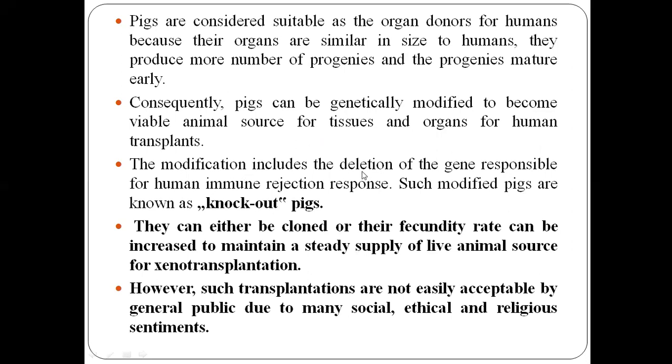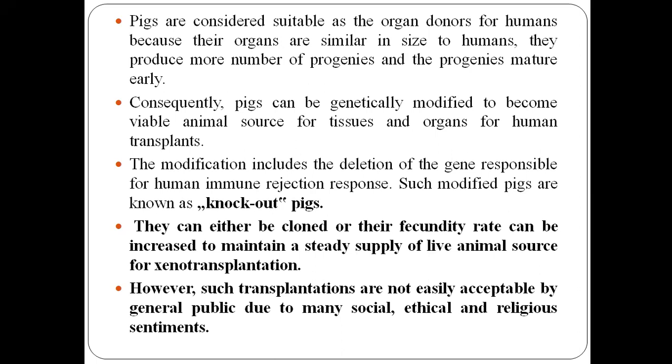The modification includes the deletion of the genes responsible for the human immune rejection response. If you are transplanting a pig organ into a human being, the body will consider it a foreign organ, so the immune system will produce antibodies to reject it. That is what is meant by the human immune rejection response. Such modified pigs are known as knockout pigs.